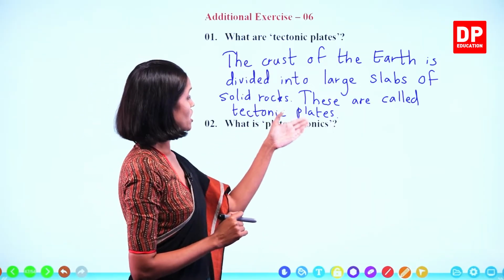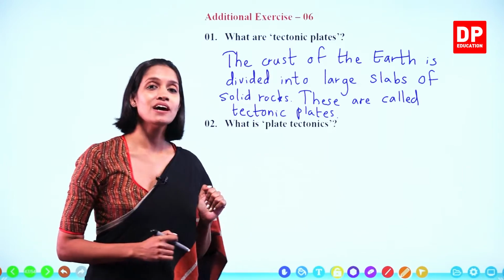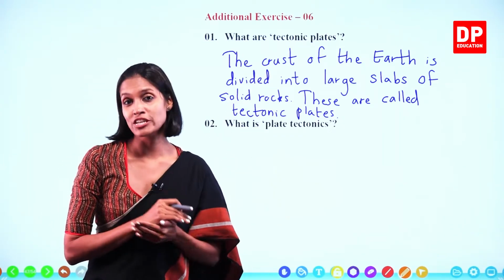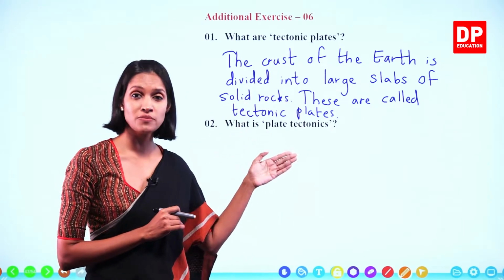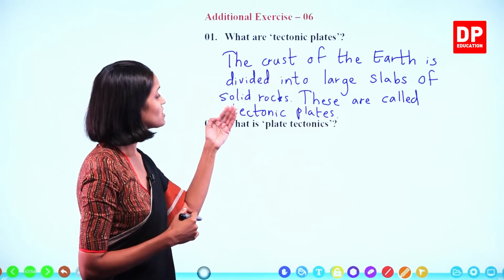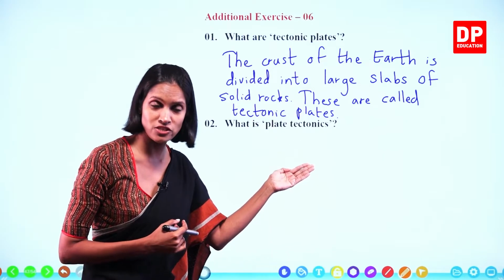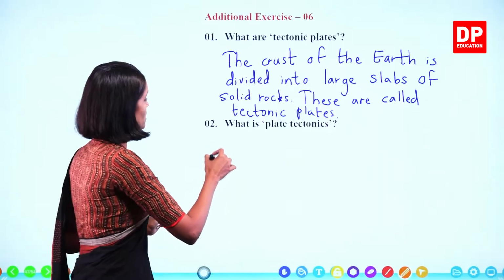What is plate tectonics? Now here, tectonic plates. What is plate tectonics? I told you all these tectonic plates move relative to each other. Right, children? There are 3 different types of movements too. 3 ways that they can move. So the theory that describes the relative motion of tectonic plates is known as plate tectonics. Okay? Let's write.